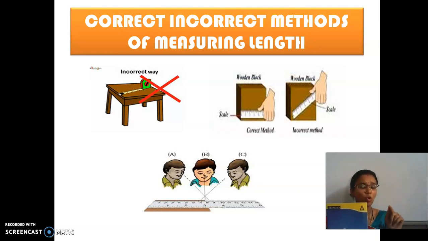So just note the point where the scale reading ends. That is the length of the given note.